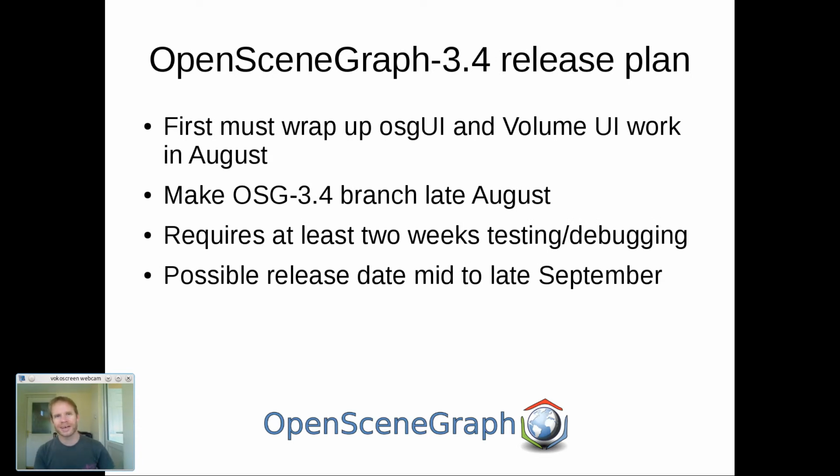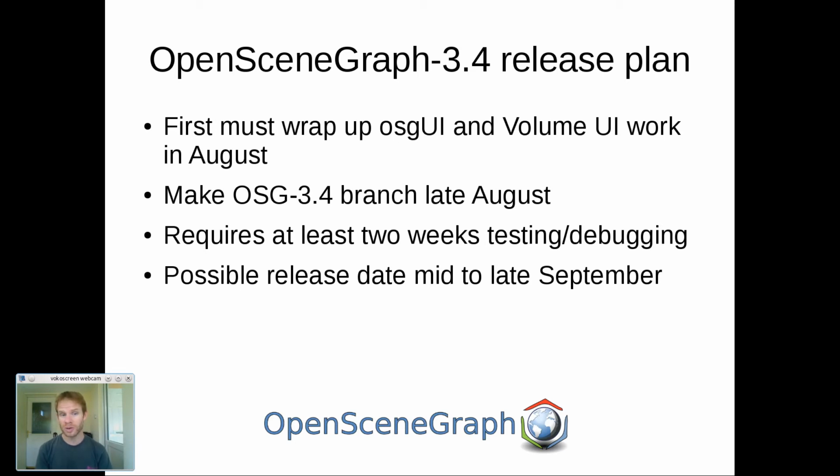Finally, how about 3.4? Basically, I need to wrap up osgUI and the scripting work for the volume rendering, and do that this month. My plan, if everything goes to plan, will be to make a 3.4 branch of OSG at the end of this month, and then we'll need at least two or three weeks of testing, and that will take us into mid to late September before we can make a release of 3.4. I don't want to hang around beyond that because there's other work we want to do beyond it. So that's my current plan. We'll just have to see how we get on with that.